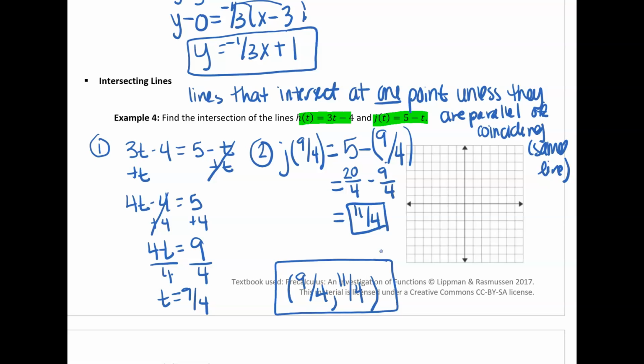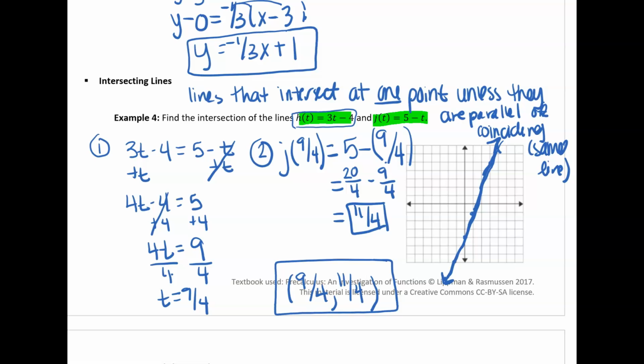So what's happening is, let's kind of graph this out. h of t is 3t minus 4. So I'm going to take h of t, I'm going to graph this. So this would be 1, 2, 3, 4. There's my y-intercept. Slope is 3, so 1, 2, 3 over 1. Let's see, 1, 2, 3 over 1, 2, 3. Just trying to get a lot of good points here because I'm not sure where these two lines are going to intersect. I don't want to miss it. Well, actually, I know where they're going to intersect. They're going to intersect at that ordered pair I have written right there. 9/4 and 11/4.